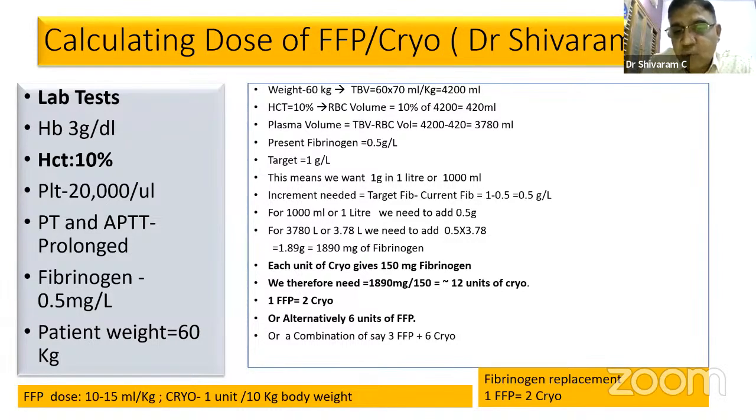Therefore, either you can give 12 units of cryoprecipitate or half that, 6 units of FFP if you don't have a cryo facility, or you can straight away go and give 1890 milligram of fibrinogen obtained from pharmacy. So this is how you can calculate how much cryoprecipitate or FFP needs to be given. Just remember that 1 FFP is equal to 2 cryo when it comes to fibrinogen. Each unit of cryo is 150 milligram of fibrinogen, and our target is at least 1 gram.